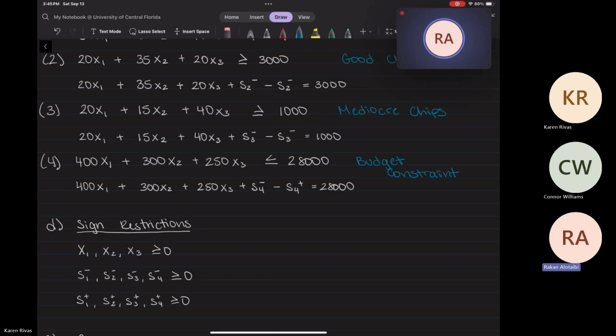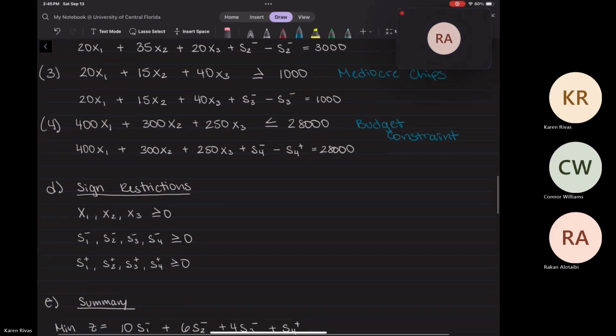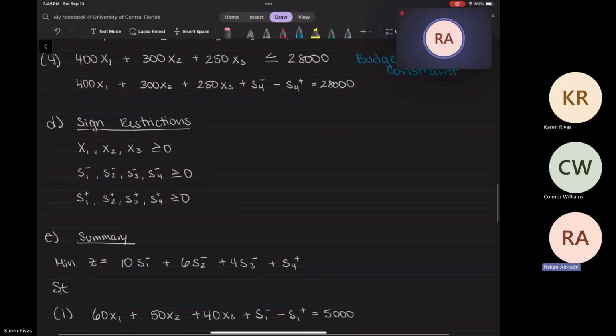Budget constraint. The sign restriction: x1, x2, x3 greater than or equal to 0, and d1 minus, d2 minus, d3 minus, d4 minus and d1 plus, d2 plus, d3 plus, d4 plus greater than or equal to 0. Non-negative.